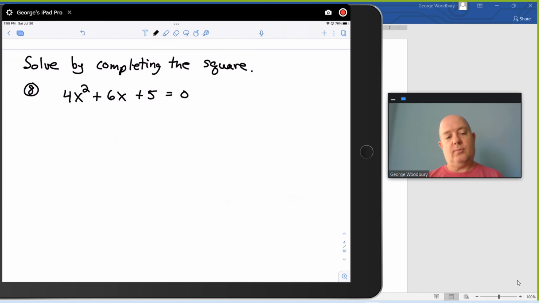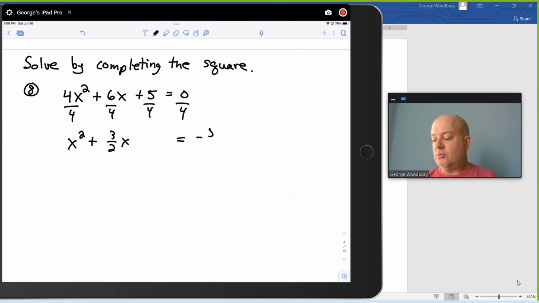The squared term has a coefficient that's not equal to 1, and we need to get rid of that first. And we can do that by dividing both sides of the equation by that coefficient. So I'm going to divide each term on both sides by 4. It's equivalent to multiplying both sides by 1/4. That gives me the equation x squared plus 6/4 simplifies to be 3 halves x.